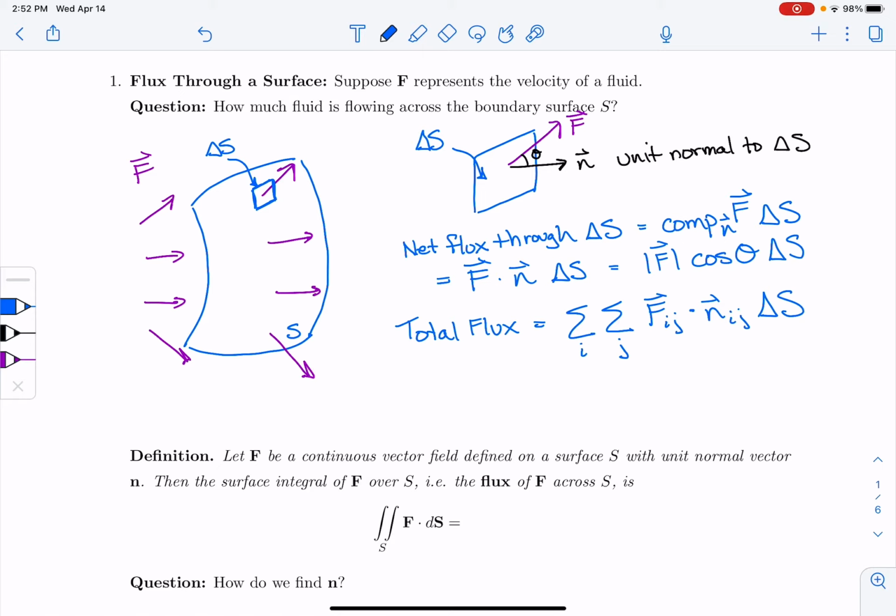And then the idea is that if we let delta S get smaller, then things will get more accurate and we'll be able to more accurately represent the flux through the surface. Okay, so we're going to let delta S go to 0 to increase accuracy.